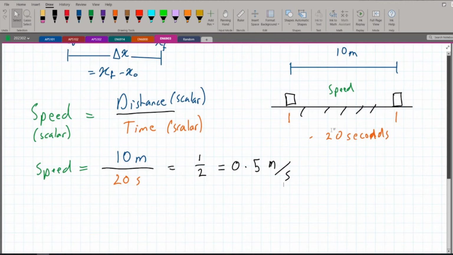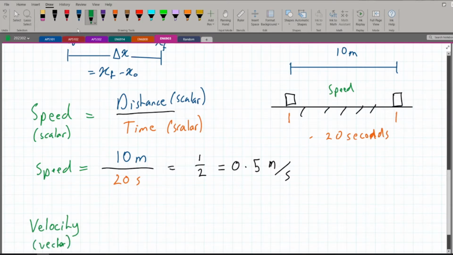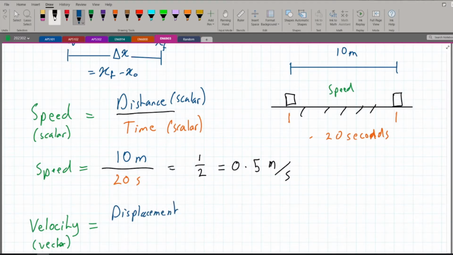The same question if we want to talk about velocity now. So if we want to talk about velocity, velocity is a vector value. So it will have a speed and a specific direction. So this is going to be equal to the displacement. It's no longer the distance, it's the displacement divided by time.